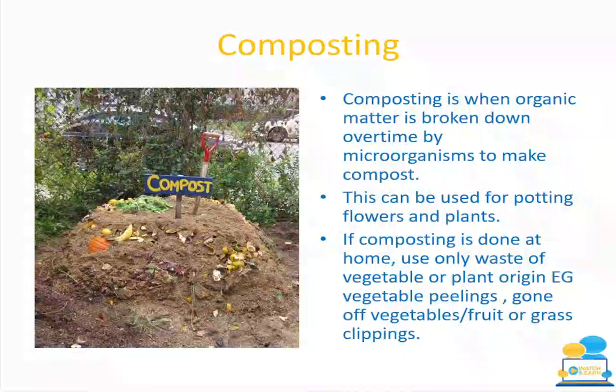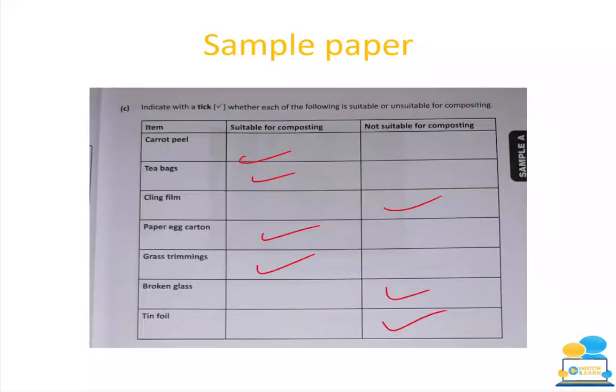You can use any kind of vegetable or plant based peelings, and even when you're cutting your grass you can put the grass clippings into it. Here is an example of a question. So it says the items, and then you have to tick whether it's suitable for composting or not suitable.